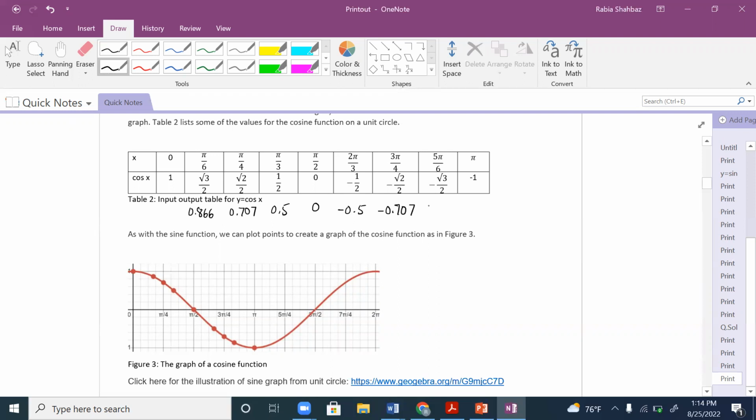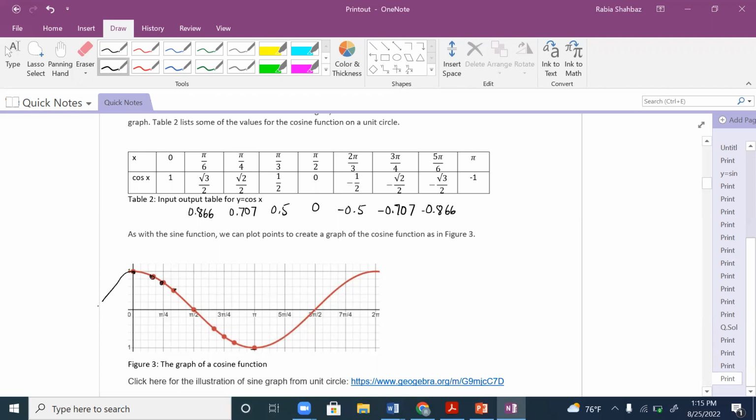Negative 0.707 for 3 pi over 4, negative 0.866 for 5 pi over 6, and negative 1 for pi. And as we have plotted these points right here, you can see that the cosine function didn't go through the origin. It actually started from the maximum value, which is 1 in this case. And as I plot these points, I got half of this wave. And if I continue in the third and fourth quadrant, I will have this other half of the wave.